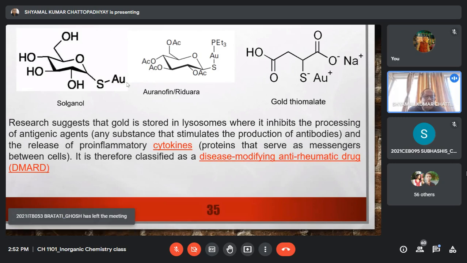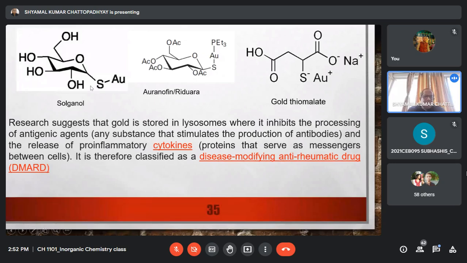And that's why, in order to get good strong coordination with gold, one of the OH groups has been replaced by a thiol group, and now it can coordinate to gold in this fashion, right? So we have a gold 1 thioglucose complex whose commercial name is Solganol. So commercially it is known as Solganol.